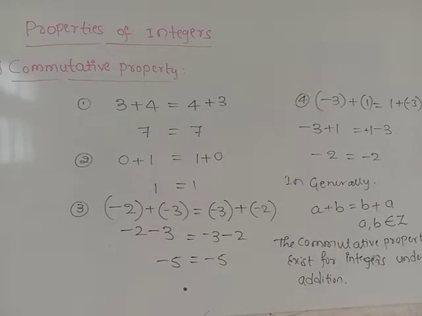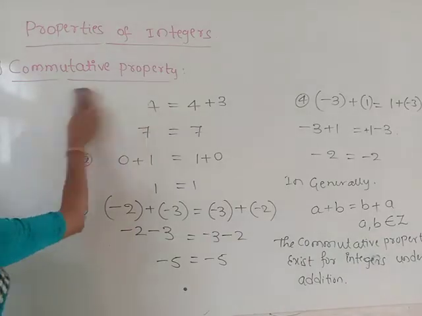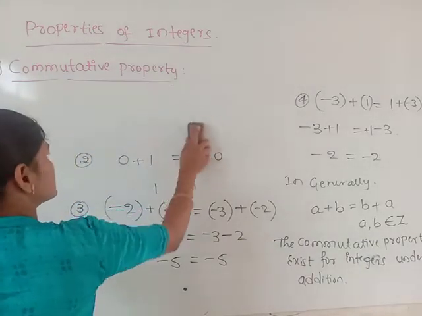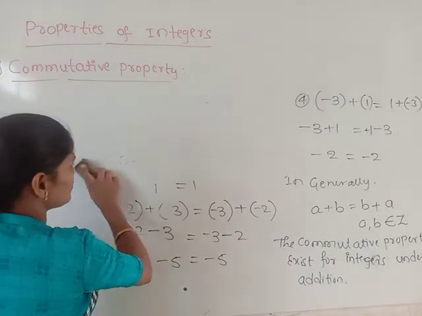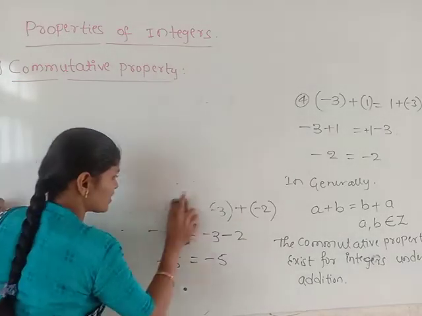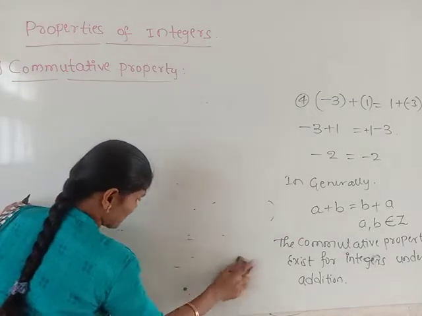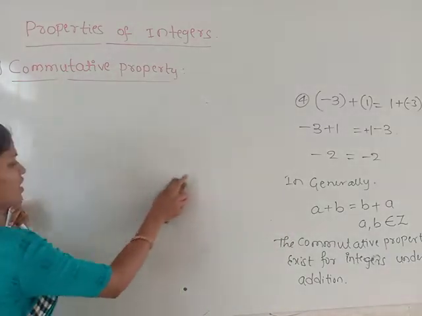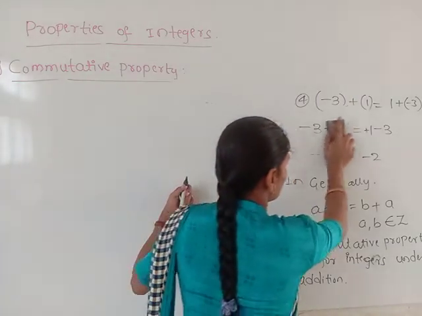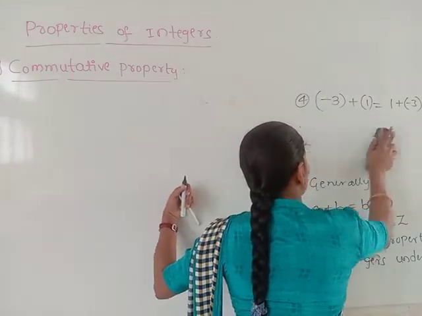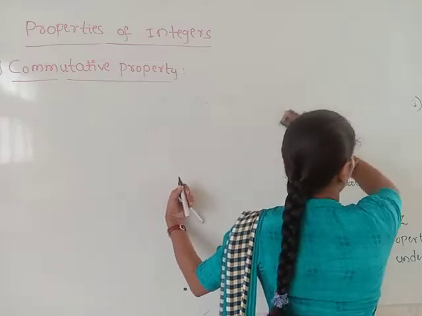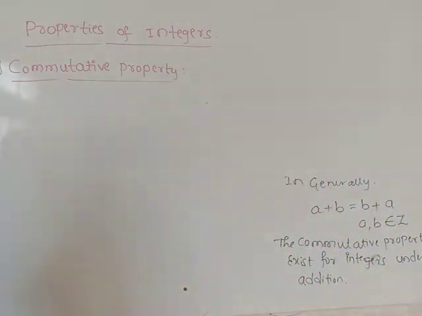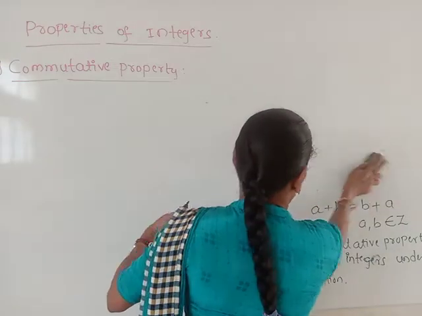Now we have to check it under subtraction. Subtraction means one number we have to subtract from the other. If both the left-hand side as well as the right-hand side give the same answer, then the commutative property exists under subtraction. If both sides give different answers, the commutative property does not exist. Shall we check it? Ready?